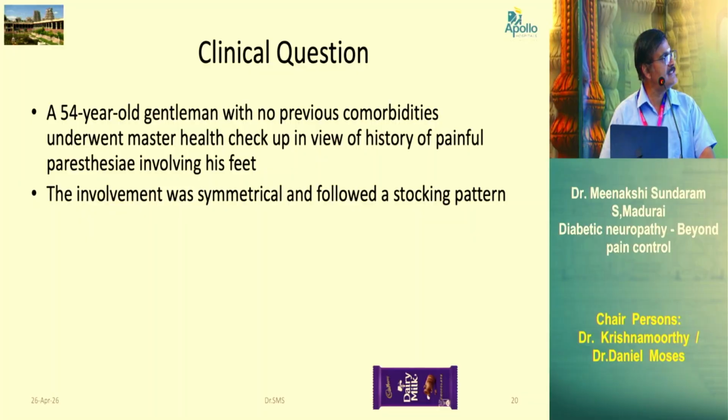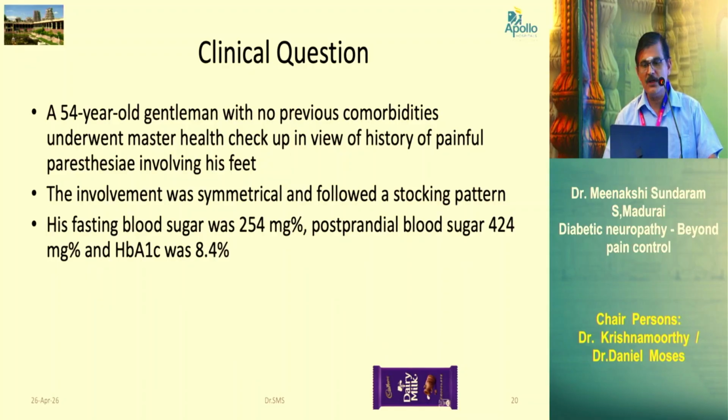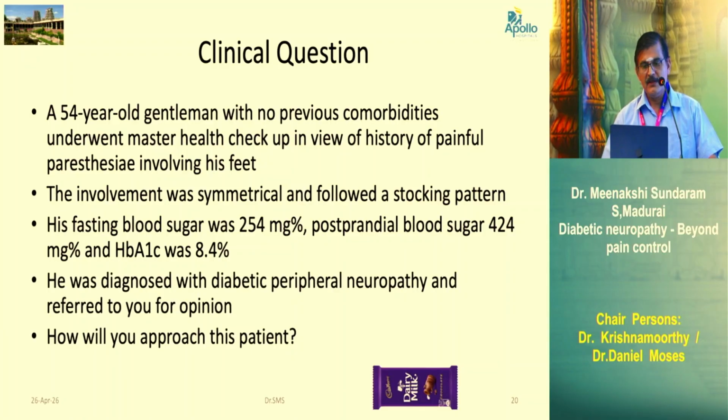A 54-year-old gentleman with no previous comorbidities undergoes master health checkup for peripheral paresthesia. The involvement was symmetrical and followed a stocking pattern. His sugar was 254 fasting, 424 postprandial, HbA1c was 8.4%. So he was diagnosed with a diabetic neuropathy and referred for opinion. What is your approach here in this patient? What are the drugs you will give? What else you will do for this patient? Any quick glance at this?